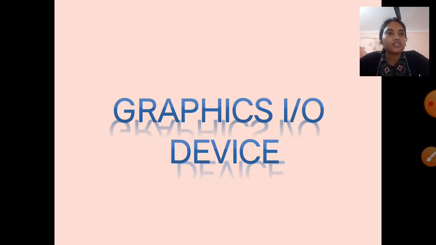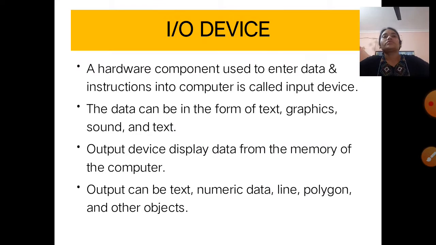In the previous class, we discussed the random scan system. Today we will discuss graphics I/O devices. First, we need to know what an I/O device is. As all of you know, I/O device means input-output device. All of you also know the different input devices, such as keyboard and mouse.